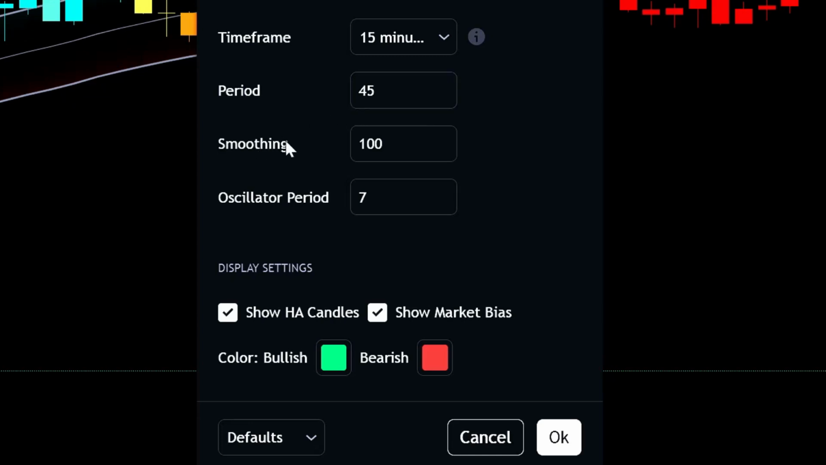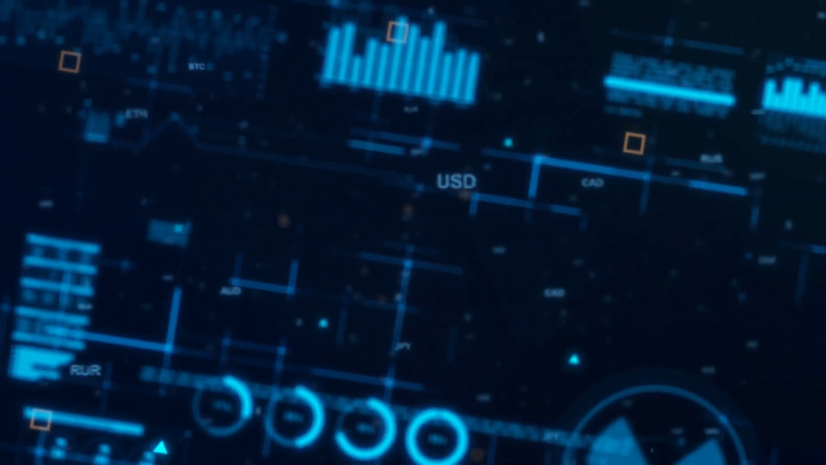We're going to leave the smoothing setting as it is. No need to change that one for this strategy. Then we'll change the oscillator to 1. This is just how the indicator displays its readings. Finally, and this is important for keeping our chart clean and focused, we're going to disable show Heikin-Ashi candles. We don't need Heikin-Ashi candles themselves displayed on the chart since the indicator is already using them in its calculation. And that's it. We're done with the settings for the market bias indicator. It's now perfectly calibrated to work in conjunction with our linear regression channel.